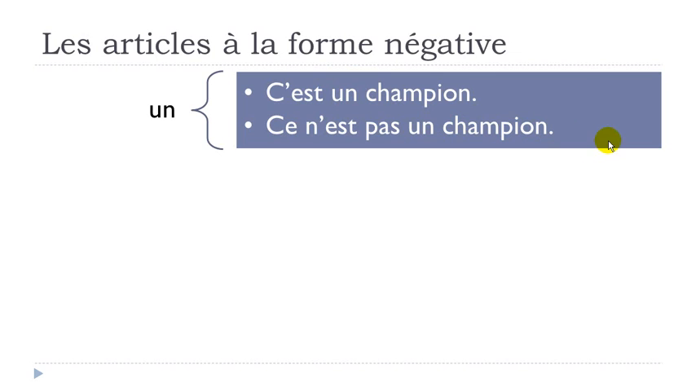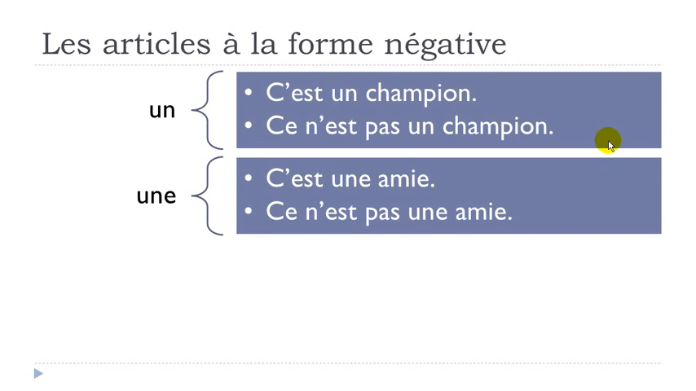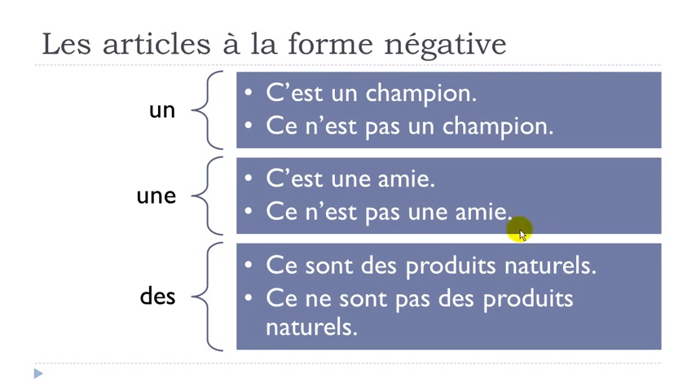It doesn't change. Feminine form, c'est une amie. Negative form, ce n'est pas une amie. Feminine, it's exactly the same rule, so une will stay here. You don't modify it. And for the plural, ce sont des produits naturels. Produits, products, naturel, natural. Ce ne sont pas des produits naturels.